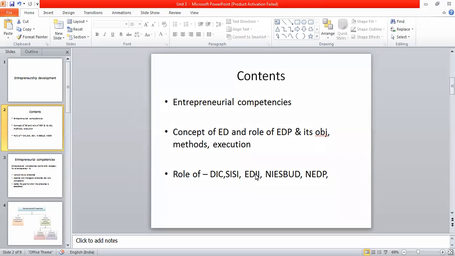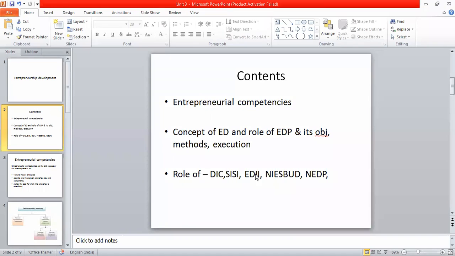We are starting with the third unit. This particular unit is about, now we are going into detail of entrepreneurship development, in the sense that there are various organizations and various government schemes which support the entrepreneurial venture. So from now onwards, we would be learning about these organizations.